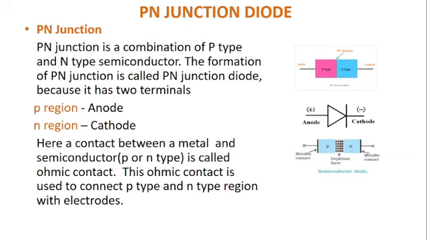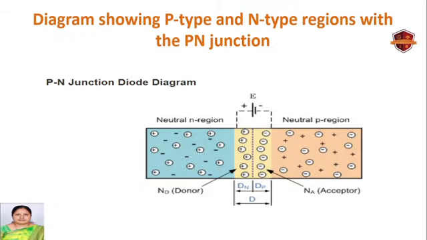Here, in the PN junction diode, there are two types of terminals. One is the P region and the other is the N region. The P region is called the anode region and the N region is called the cathode region. Here, a contact between the metal and the semiconductor is called the ohmic contact. This ohmic contact is used to connect P and N type regions with electrodes. Here is the diagram showing the P type and N type semiconductor.